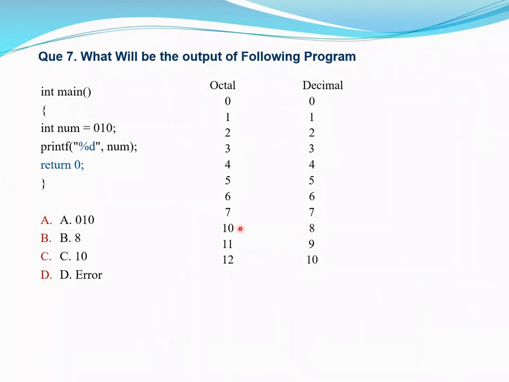Actually this is not ten, it will be considered as octal 10. So decimal 8 is equivalent to octal 10. Hence in this function num will be displayed in decimal format, but the decimal value of num is 8. So the output of this program is 8.